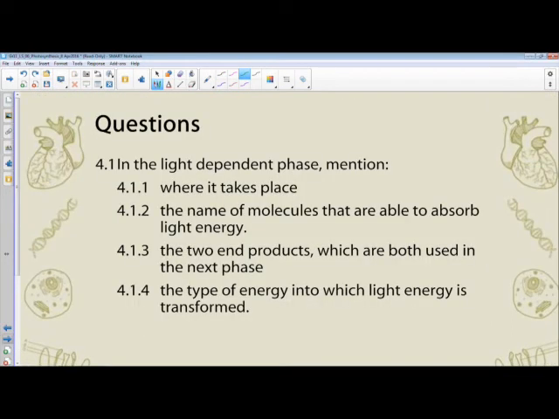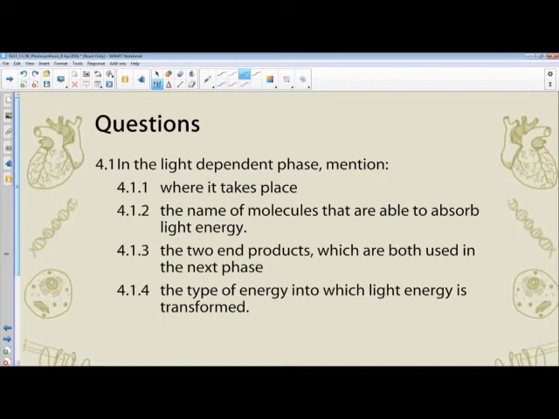So guys, I'm going to read through these questions, I'm going to scroll through them, and then I'm going to give you about 3 minutes to work through these, and then we get back and we're going to work through some of these solutions. So let's look at the questions. 4.1.1. In the light dependent phase, mention where it takes place.